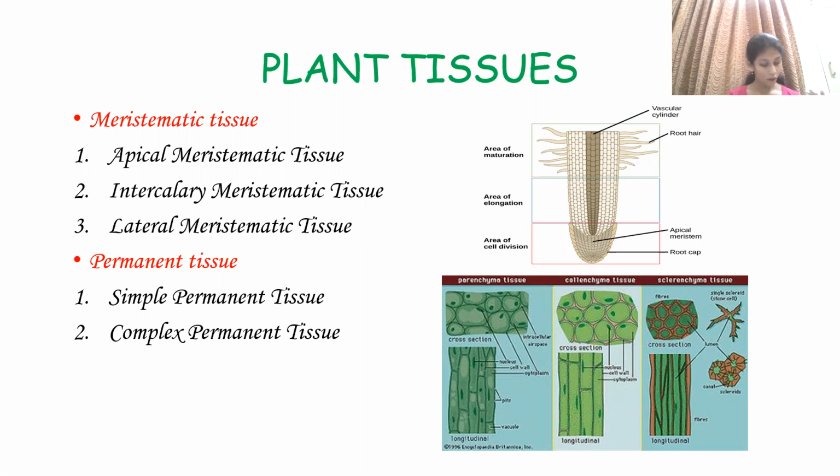On the basis of dividing capacity, plant tissues are classified into two fundamental types: meristematic tissue and permanent tissue. The first picture shown here is meristematic tissue and the second picture is permanent tissue. Meristematic tissue is further classified into three types: apical meristematic tissue, intercalary meristematic tissue and lateral meristematic tissue. Permanent tissue is classified into two types, simple permanent tissue and complex permanent tissue.